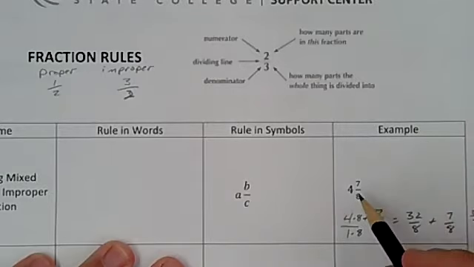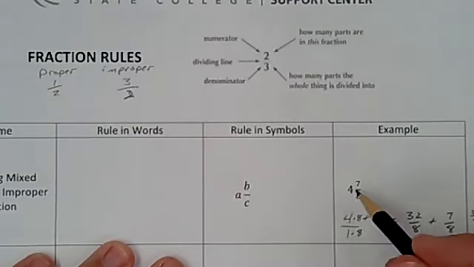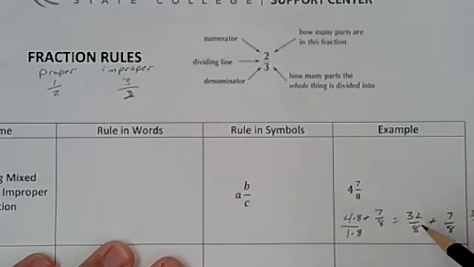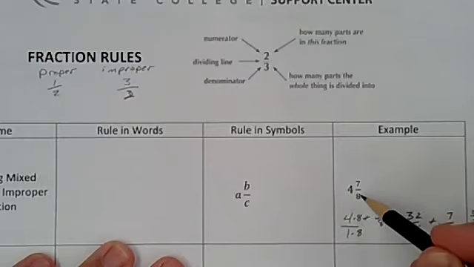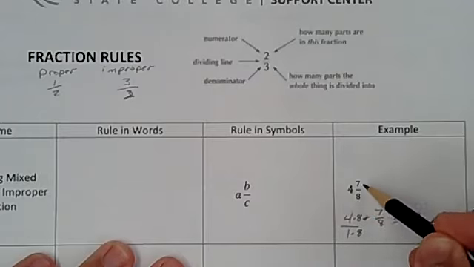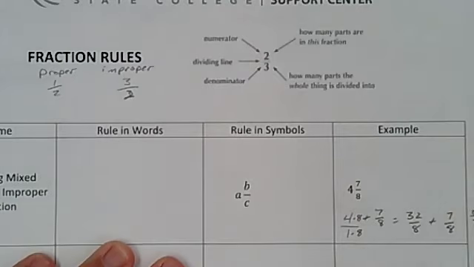Now, because the 4 is an integer and is always over 1, we can actually discover a shortcut, and we can take 4, multiply it times the denominator, which we did to find a common denominator, and then we add the numerators. So 4 times 8 is 32, plus 7 is 39/8.